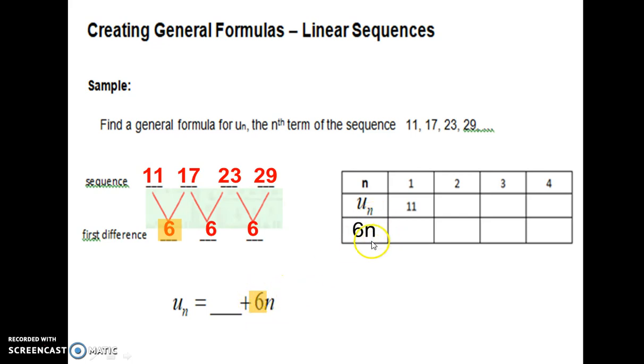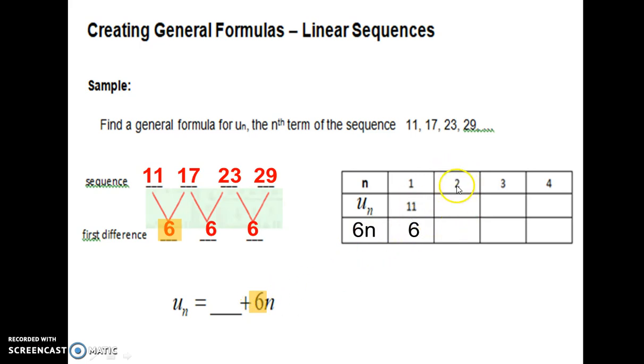But let's use what we know the rule must have. It must have 6n. We know there's going to be more to it, but let's try just 6n. Let's pretend that it was just that, and what do we get? So when n is 1, and you put 1 in there, in 6n, you get 6, right? But that's not 11. In our sequence, the first term, u1, must be 11. But using only this piece gives us 6. So we're not quite there.